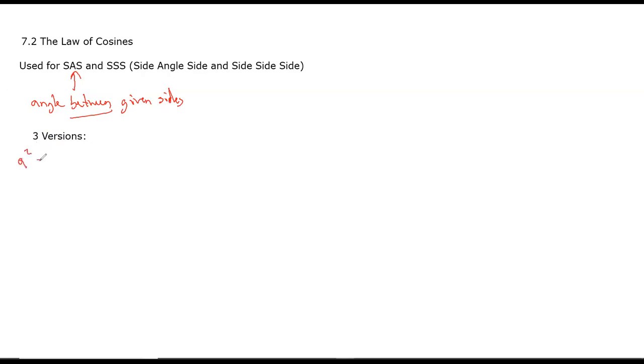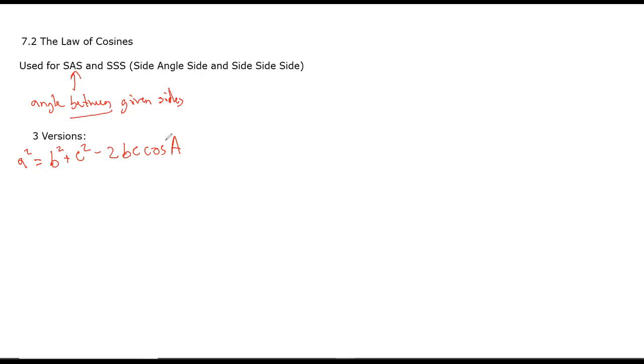So a squared is equal to b squared plus c squared, and these are all little letters, minus 2bc times the cosine of angle A. This kind of looks like Pythagorean right here, but rearranged. So all the sides on this side are the ones that are given. The a, in general, would be your unknown. It doesn't have to be.